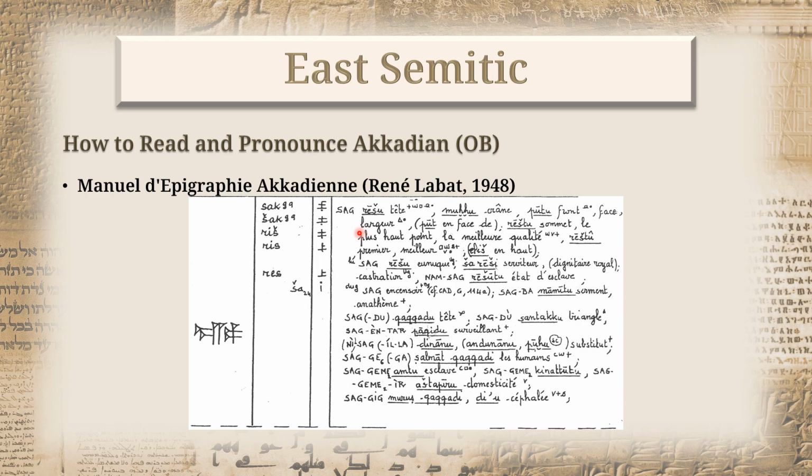And some information on meaning, for example, sag, which is the Sumerian pronunciation of this sign, would be pronounced reshu in Akkadian, and the translation here, this book is in French, is tête, so it means head. But also mukhu in Akkadian, which means brain, as far as I know, or putu, which is front or face, etc. Okay, so yeah, this is kind of a complicated writing system, but that's just how it works.